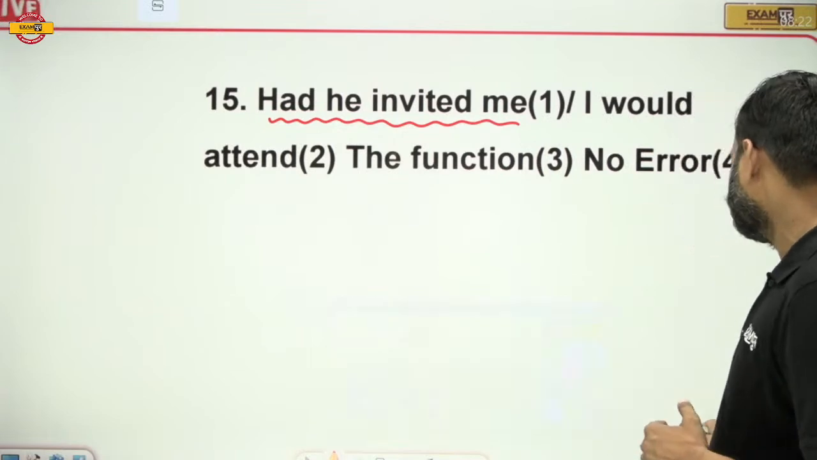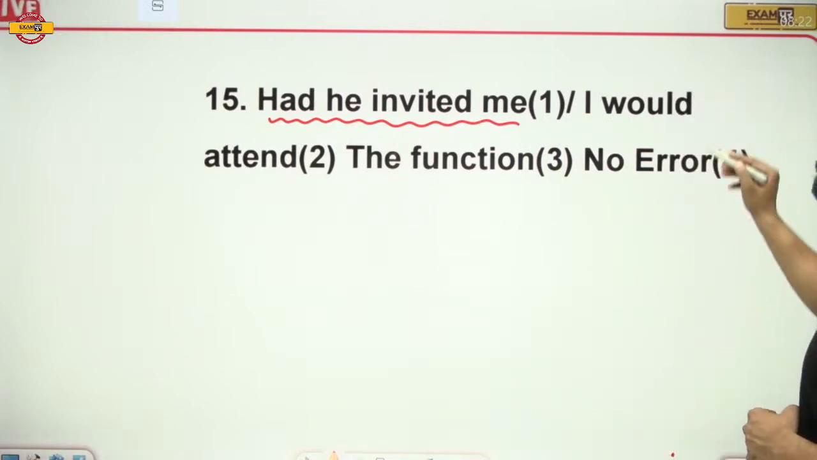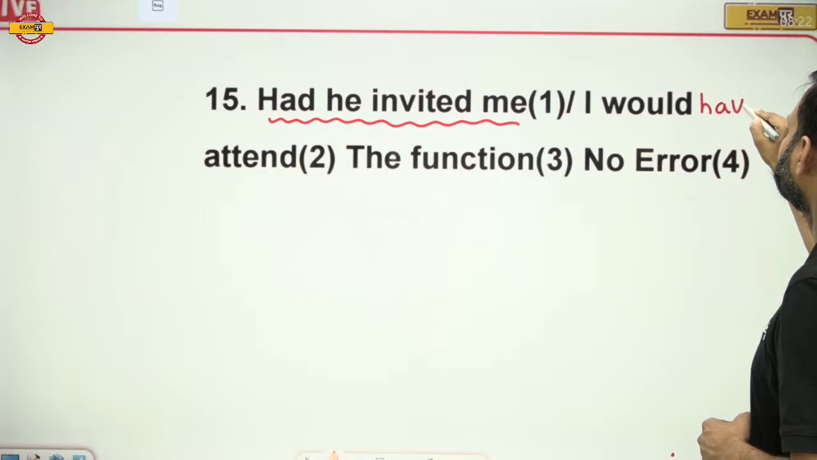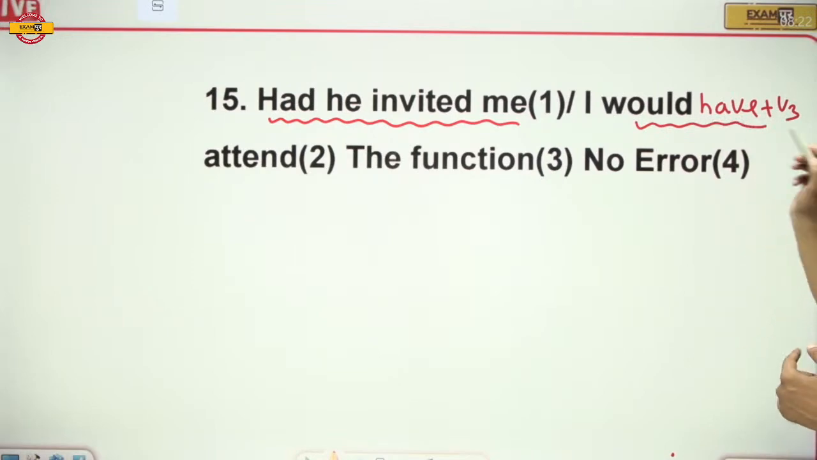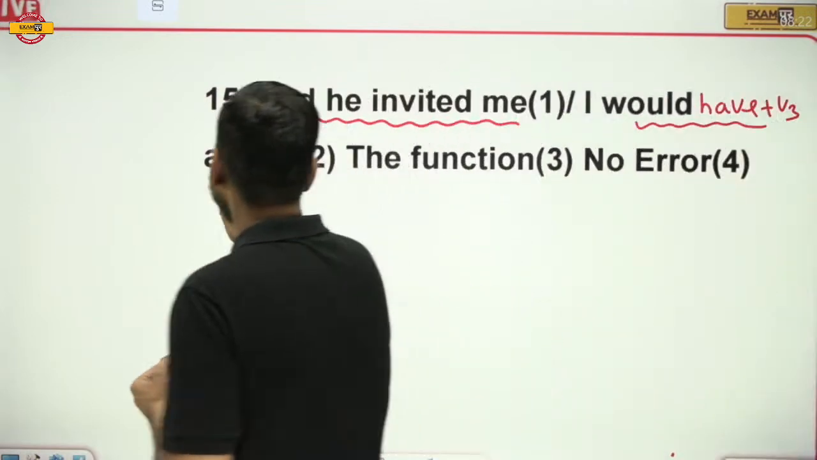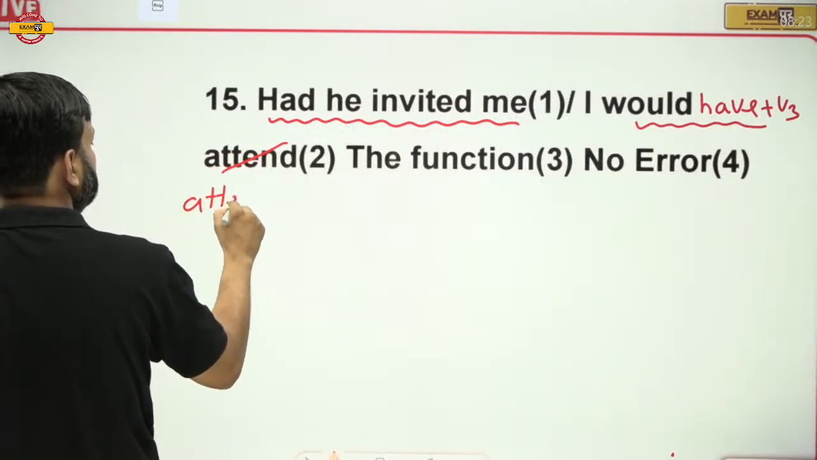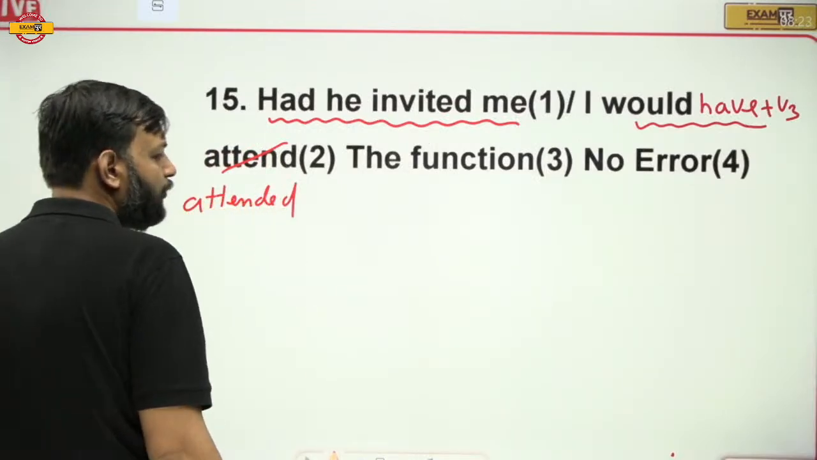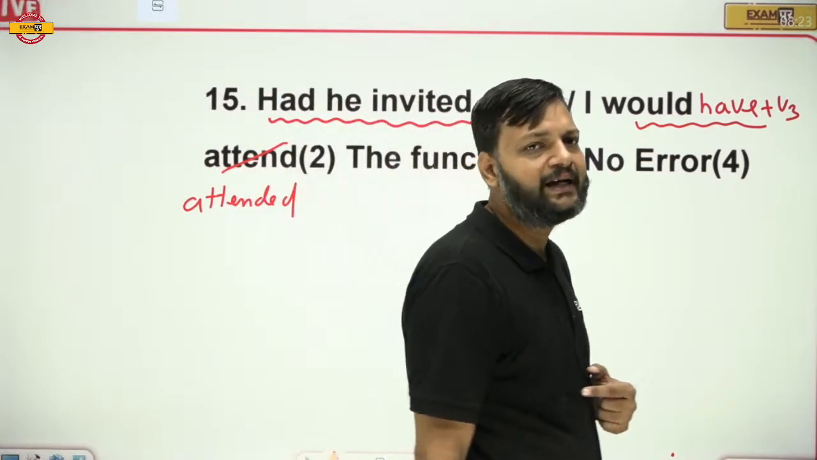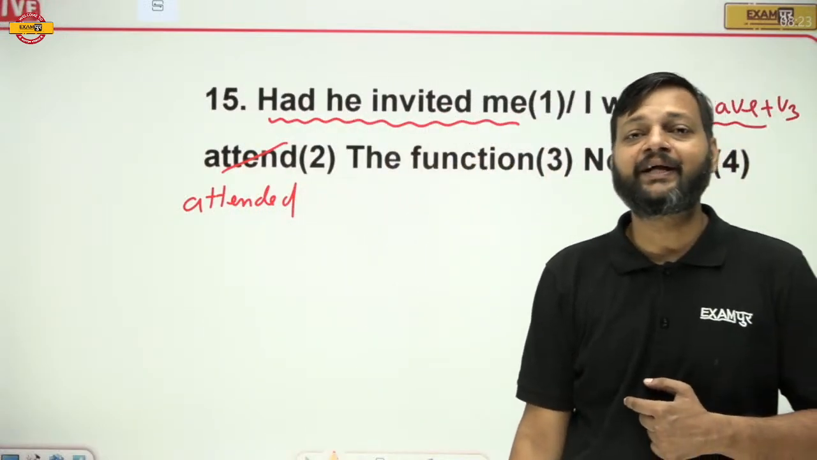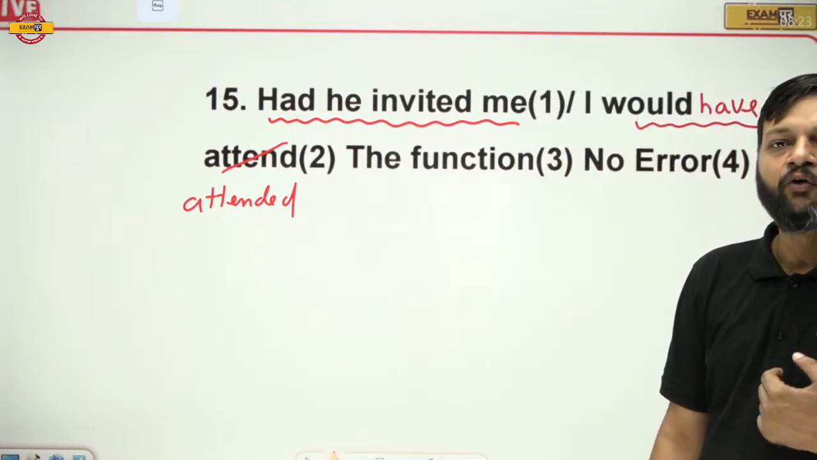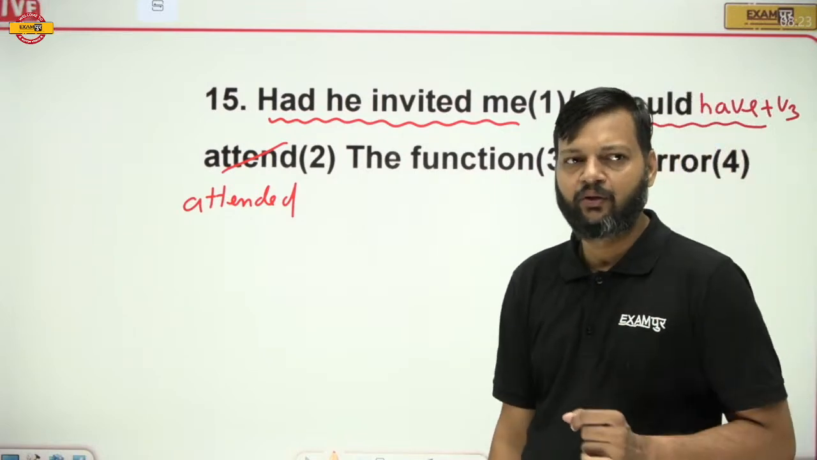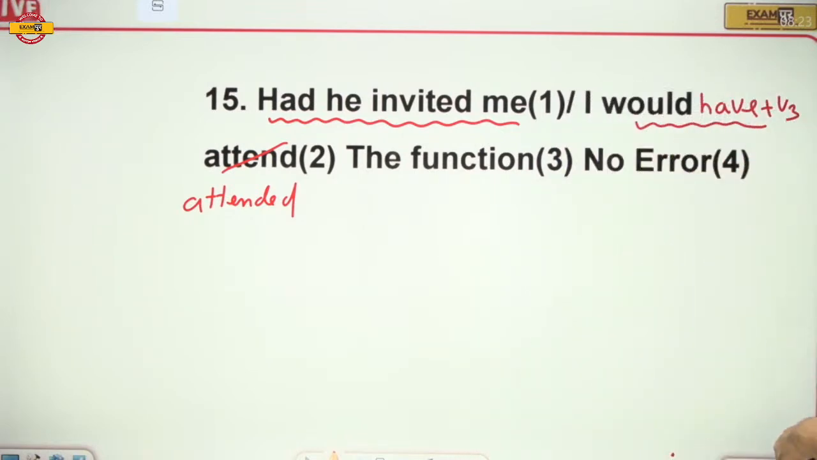Since the if clause is in past perfect tense, in the main clause we need would have plus third form. So just add have and change attend into attended. So the sentence would be, had he invited me, I would have attended the function. Okay. Now the next one.